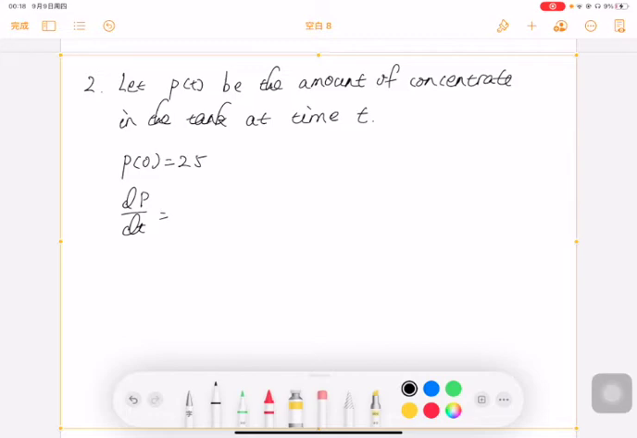Now, how much is leaving the tank? We know that 5 gallons of solution is leaving the tank, so we multiply 5. This is the volume of the solution that's leaving the tank. We multiply this number by the concentration of the solution that's in the tank. And the concentration is just P divided by 100, because P is the amount of concentrate in the tank and 100 is the total volume of solution in the tank. So you divide them, you get the concentration.